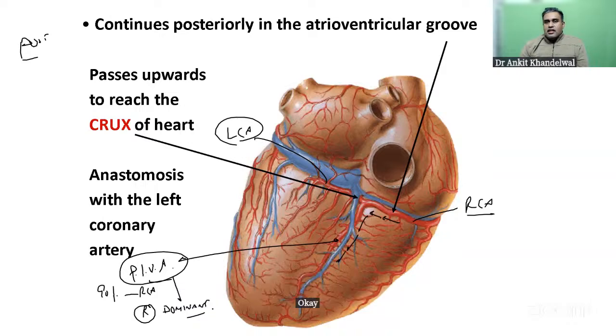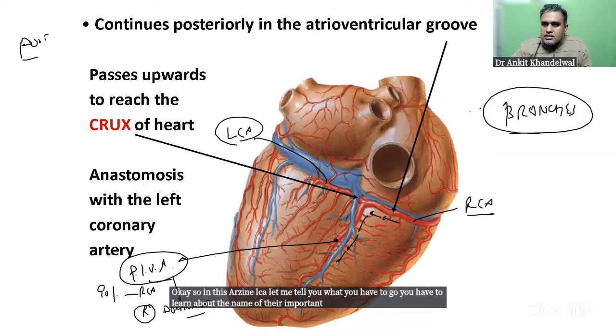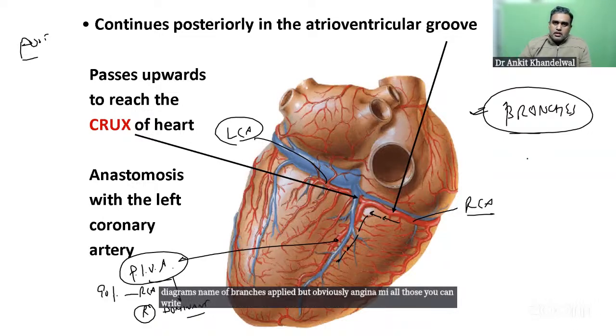Okay, so in this RCA and LCA, let me tell you what you have to do. You have to learn the names of their important branches, guys. This you have to write. So: diagrams, names of branches, and applied parts, obviously angina, MI, all those you can write. Diagrams and names of the branches are very, very important.